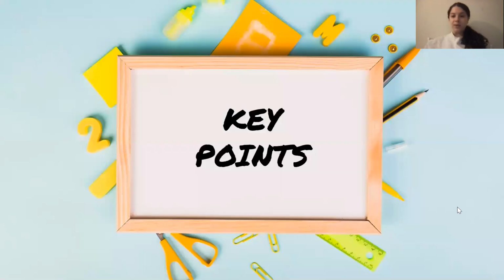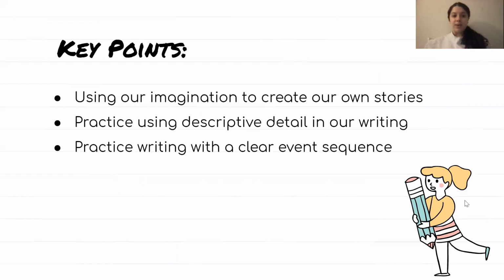Today, we're going to be learning how to write narratives with clear event sequences. Let's go over some of our goals for today. Our first goal is to use our imagination to create our own stories. We also want to practice using descriptive detail in our own writing. We also want to practice writing with a clear event sequence.